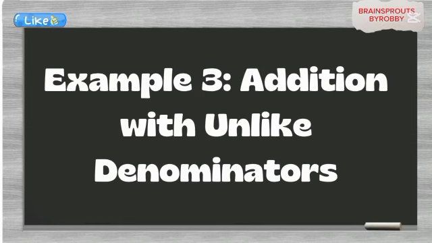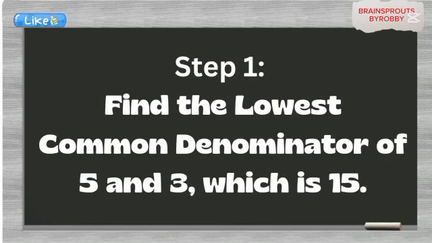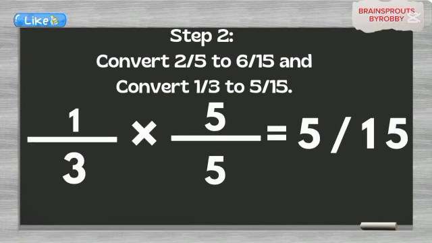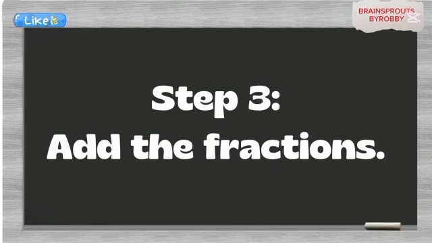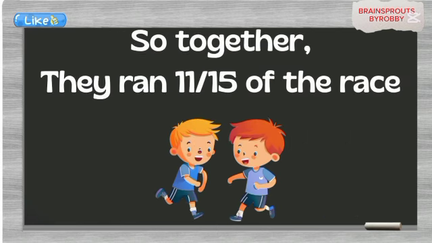Example 3. Addition with unlike denominators. In a race, Peter ran 2/5 of the distance and Jane ran 1/3 of the distance. How much of the distance did they run altogether? Step 1. Find the lowest common denominator of 5 and 3, which is 15. Step 2. Convert 2/5 to 6/15 and convert 1/3 to 5/15. Step 3. Add the fractions. 6/15 plus 5/15 equals 11/15. So together they ran 11/15 of the race.